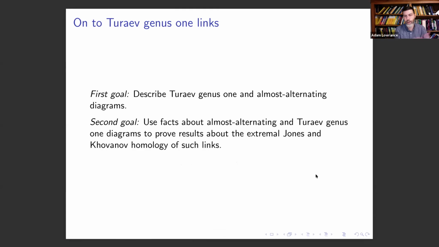So there's going to be a series of results that are essentially just playing around with diagrams, right? And then after we've done that and proven how to characterize Turaev genus 1 diagrams in certain ways, we can use those characterizations to talk about what the Jones polynomial and the Khovanov homology is for those links.